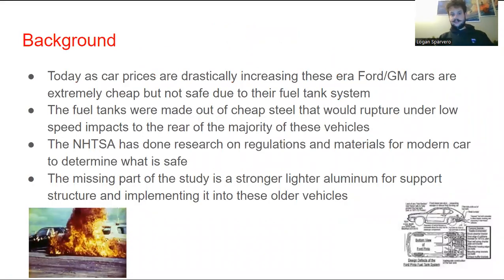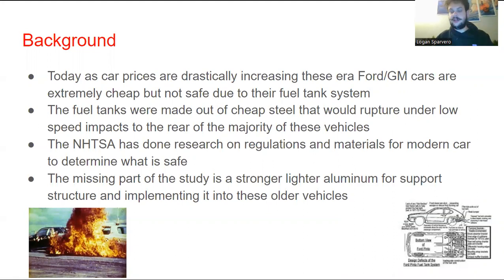So today's car prices are drastically increasing. These mid 20th century Ford and GM cars are extremely cheap, but they're not a smart idea, because they're very unsafe. Their major fault was the faulty fuel system that was seen in a lot of them. The Pinto is the most famous example, which is why its pictures are included.